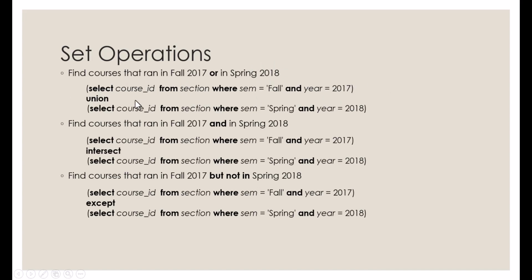subquery is going to return all of the course IDs from section where it was taught in fall of 2017. And then here we're using the keyword union for or. Okay, and then the last half is all the course IDs that were taught in spring of 2018. Okay, so the rest are the same other than the fact that because it's and, we're using the keyword intersect, okay, but not in, so we're using except.